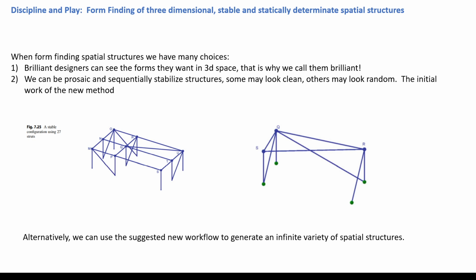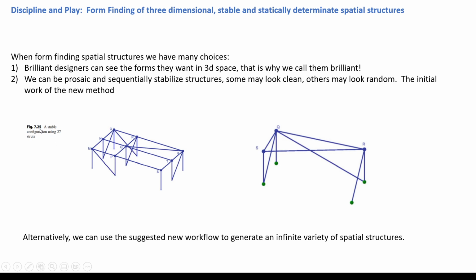So, what am I talking about? I'm talking about stabilizing nodes, floating nodes in three-dimensional space. Not the nodes on the ground, but the ones floating here, like P, Q, R, S, T, U here. You could do this in a very prosaic manner, sequentially stabilizing them as we do at Cal Poly. Some look clean and elegant, others look a little random, whatever you want, that's fine. And I showed this in the first book.